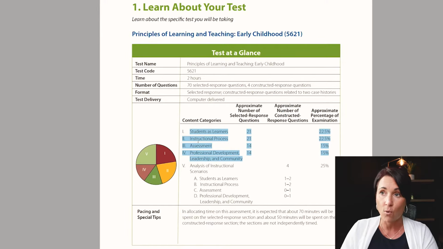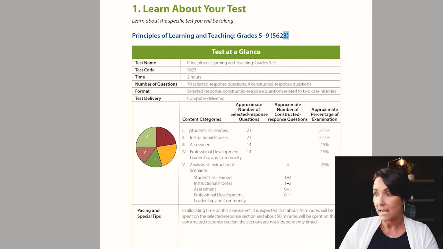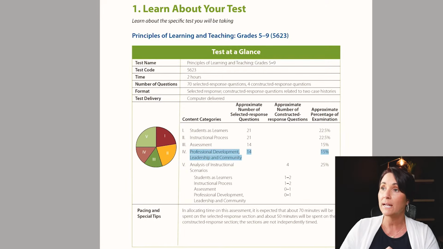These are all the main content categories that encompass the multiple choice section of the exam. And it's that way for all 4. So this one is early childhood. Let's take a look at elementary ed. Notice the same thing: students as learners, instructional process, assessment, and professional development, leadership and community. Same thing. The middle grades, same: students as learners, instructional process, assessment, and professional development community.